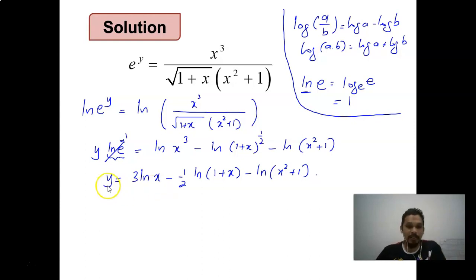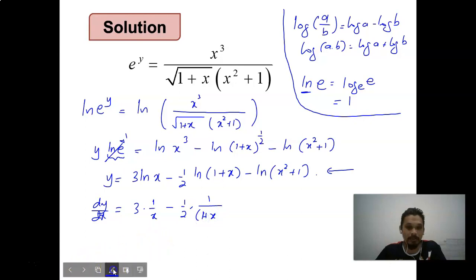So y equals 3 natural log of x minus half natural log of 1 plus x minus natural log of x squared plus 1. This is the equation that we are going to differentiate. So dy/dx equals 3, differentiate ln x, come out with 1 over x. And then 1 over 2, differentiate natural log, 1 over 1 plus x.